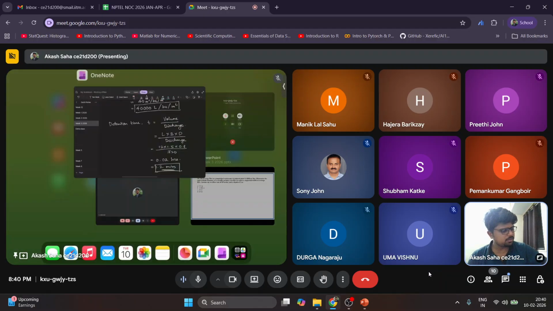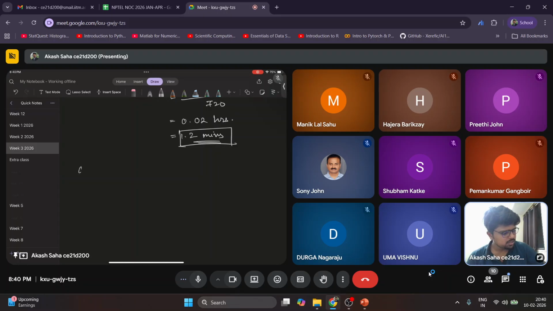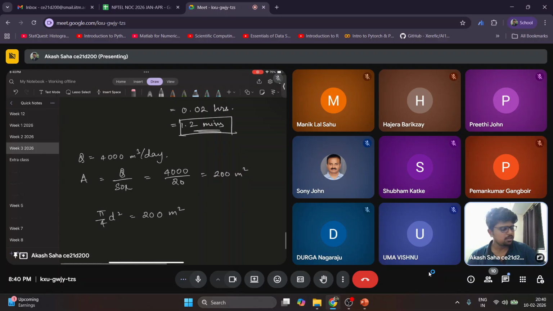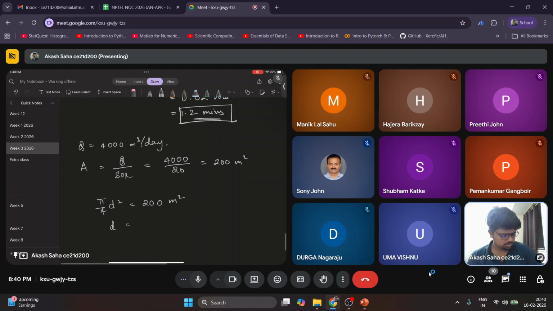So this is also very simple. Directly we have done so many problems. Q is given, 4000 meter cube per day. So what will be the area? Area required will be Q by SOR. So that is 4000 by 20, so 200 meter square. So pi by 4 d square is equal to 200 meter square. So my d will be 16 meters. Very simple, directly we can do.